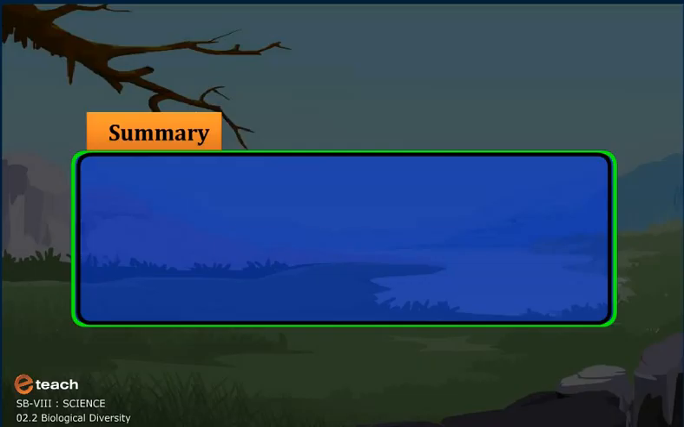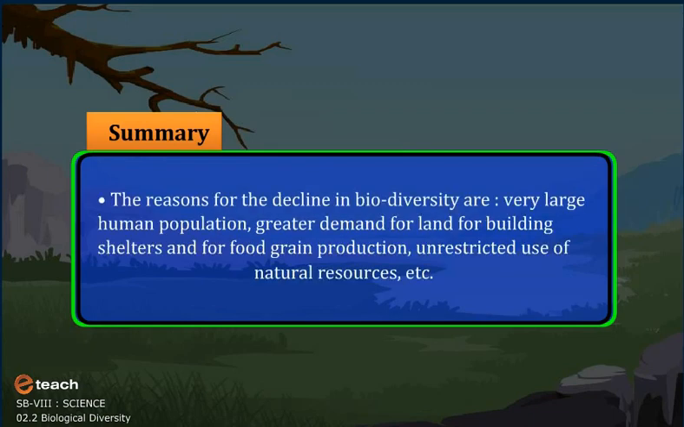Summary. Living things live in diverse environments. The reasons for the decline in biodiversity are the very large human population, greater demand for land for building shelters and for food grain production, unrestricted use of natural resources, etc.